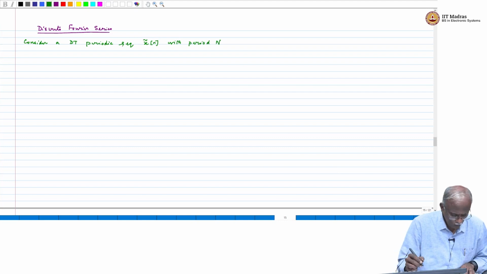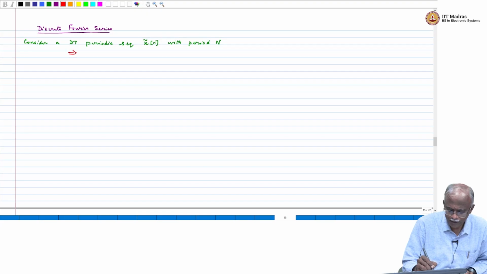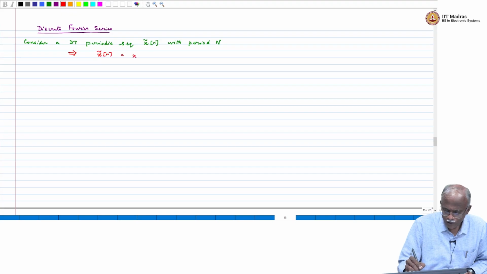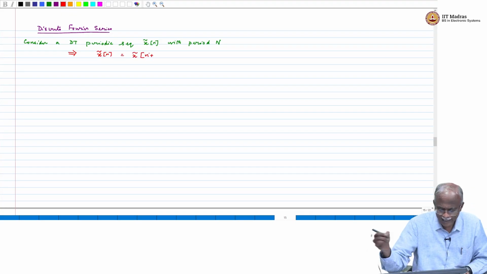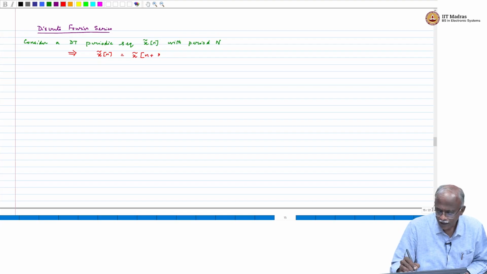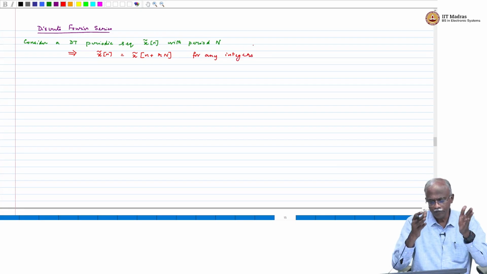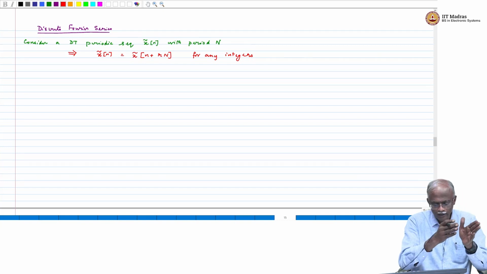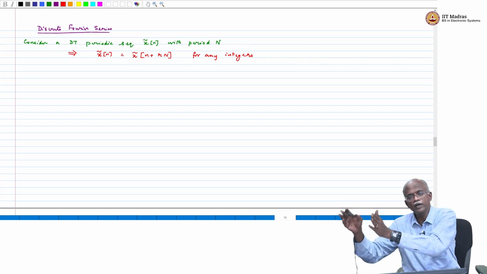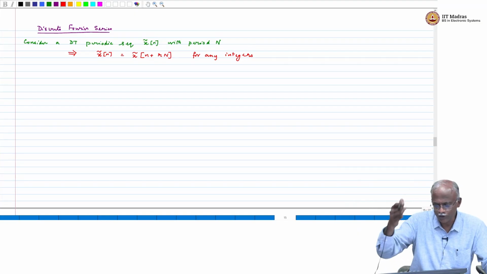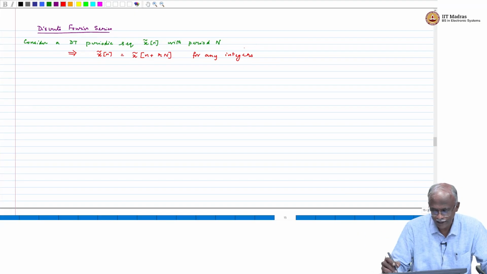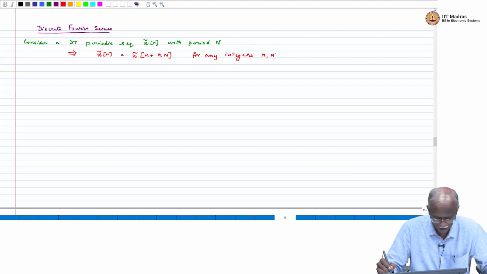Okay, with period N. Now, what does this mean? The statement that it's periodic says that x tilde of n will be equal to x tilde of n shifted by any multiple of the period, rN, for any integers r, n. So for example, if N is equal to 10, x of 1 is the same as x of 11, is the same as x of 21, x of 31, all of that. So basically that's what it means. That's the notion of periodicity.